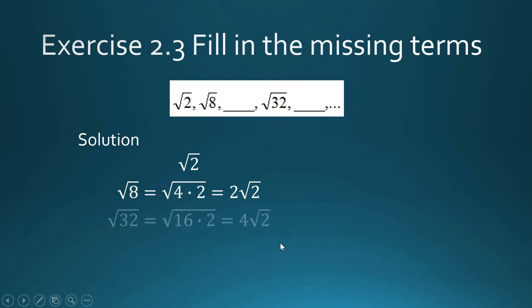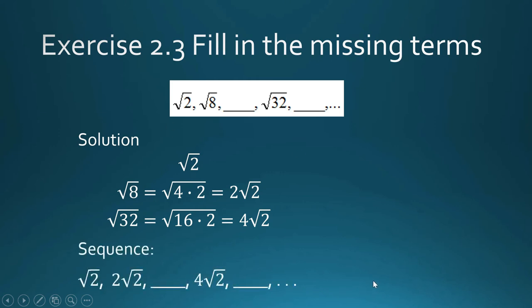But how about that one? 32 is 16 times 2. 16 is a perfect square, and the square root of 16 is 4. So we can write that as 4 times square root of 2. So this sequence is equivalent to this one, and we can see right away the pattern here. This is like 1 square root of 2, 2 square root of 2, 3 square root of 2, 4 square root of 2, and 5 square root of 2. So that does it.